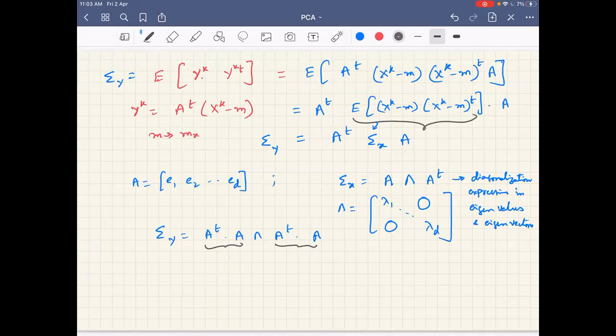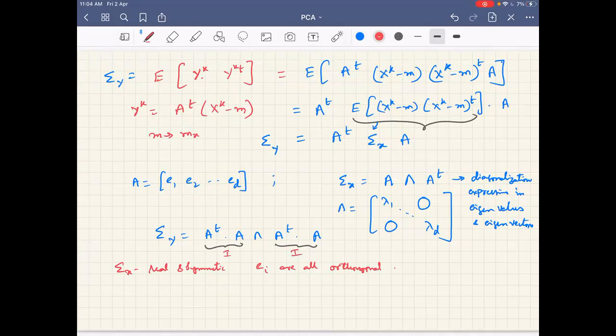E transpose E essentially becomes an identity matrix because each of the eigenvectors is orthogonal, for a real symmetric matrix, sigma x being real and symmetric. The e_i are all orthogonal, orthonormal here, since we consider them as unit vectors as well. Hence this is equal to identity, and this is also an identity.